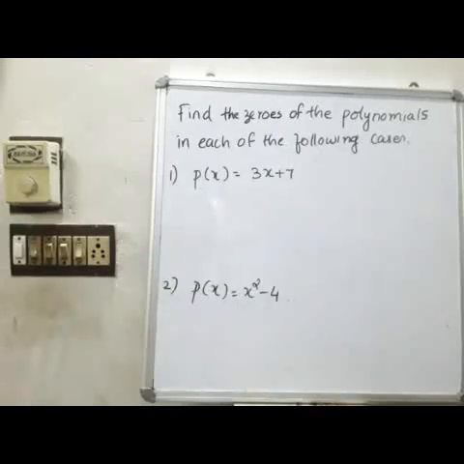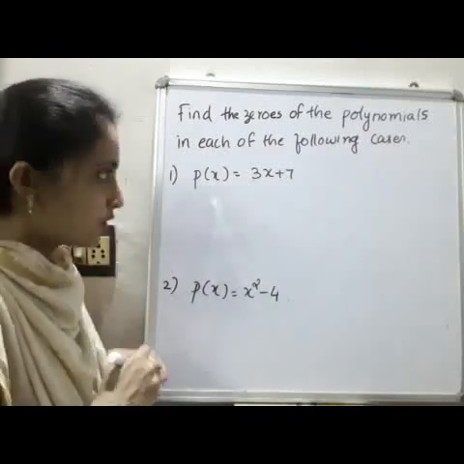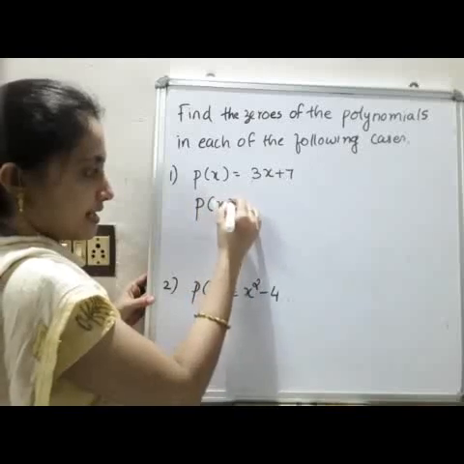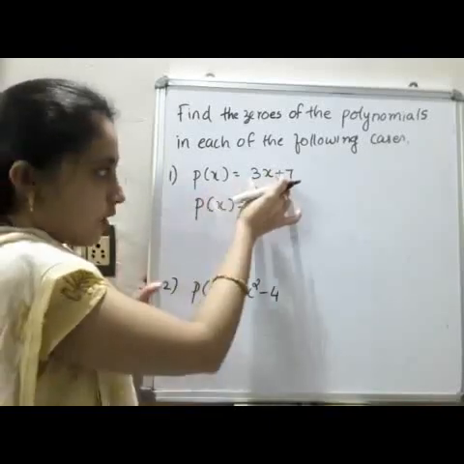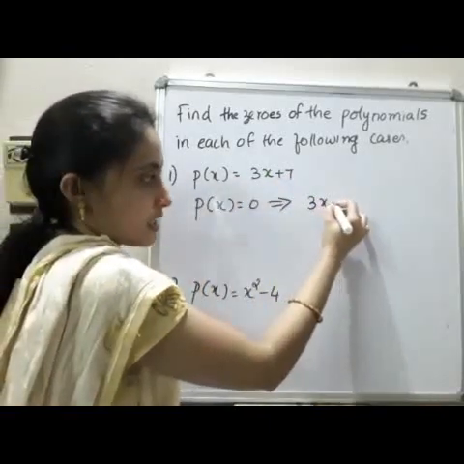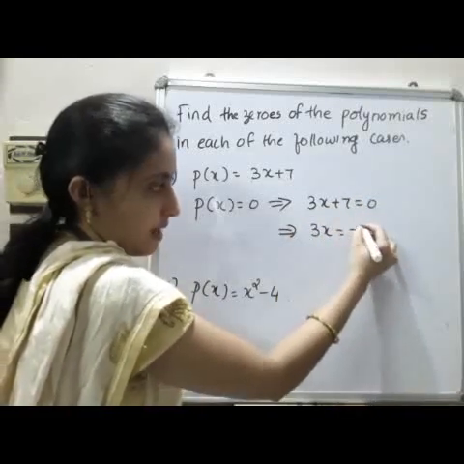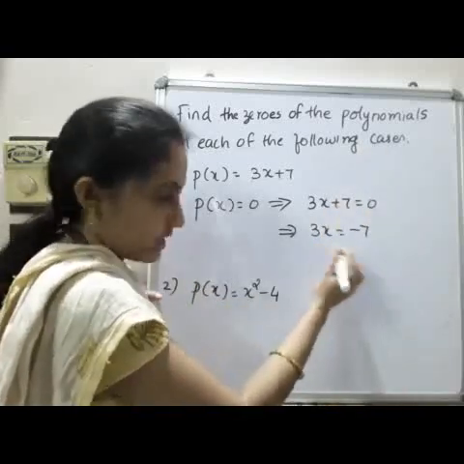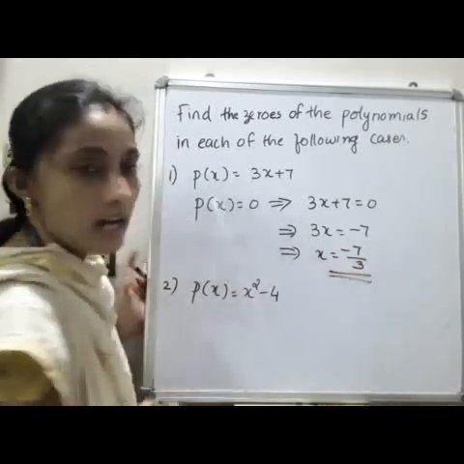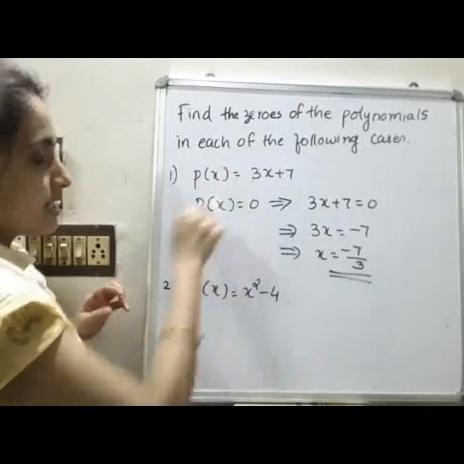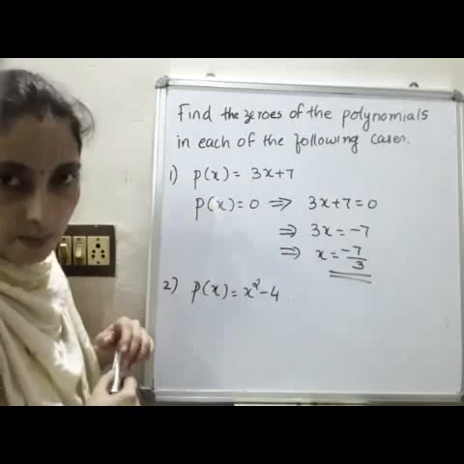Find the zeros of the polynomials in each of the following cases. First one is p of x is equal to 3x plus 7. How will you do this? First step is p of x is equal to 0. This polynomial is equal to 0, that is 3x plus 7 is equal to 0, which gives 3x is equal to minus 7. Here plus 7, when moved to this side, becomes minus 7, which implies x is equal to minus 7 by 3. That is the answer. That is, minus 7 by 3 is the 0 of this polynomial. That step you have to write. Okay. Minus 7 by 3 is the 0 of this polynomial.